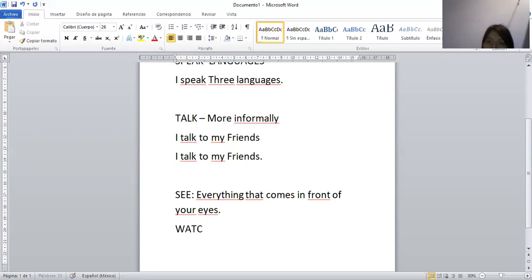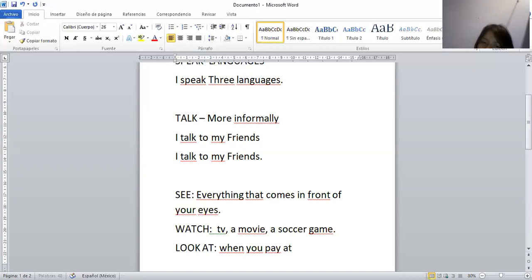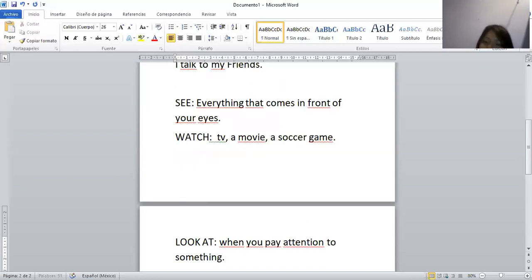Now, we have the verb watch. The verb watch is more related to things like watch TV, watch a movie, or a veces pueden ser live things. For example, watch a soccer game. Algo que esté sucediendo en vivo. And look, lo usamos con esta preposición que es look at. It is when you pay attention to something. Is it clear? So that is the difference between see, watch, and look at.